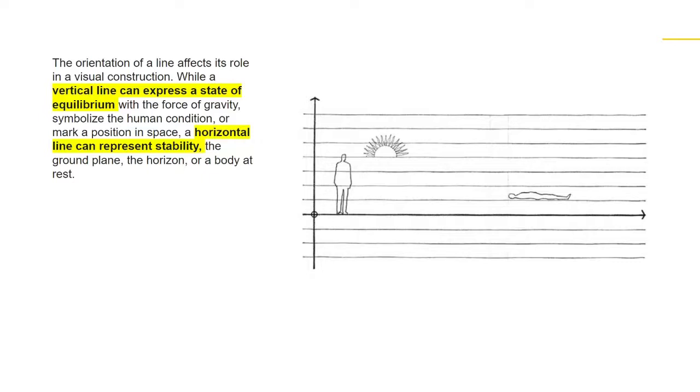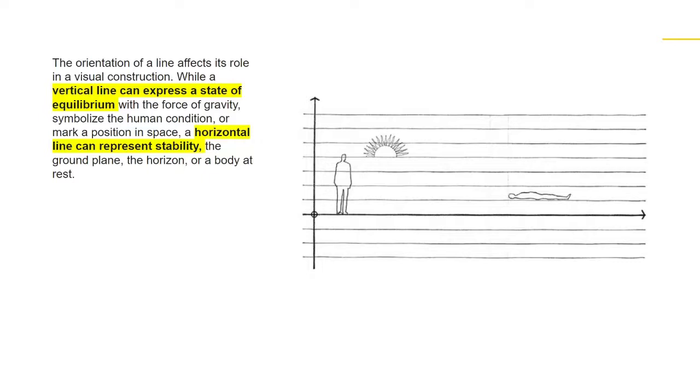While a vertical line can express a state of equilibrium with the force of gravity, the force of gravity symbolizes the human condition or marks a position in place. Therefore, you have very vertical elements in architecture. You have your obelisks or towers, which symbolize the human condition in place. So when you're standing, that is an expression of equilibrium with the force of gravity.